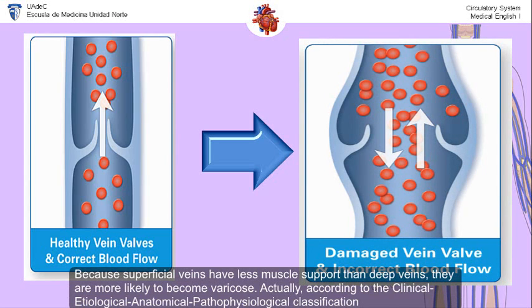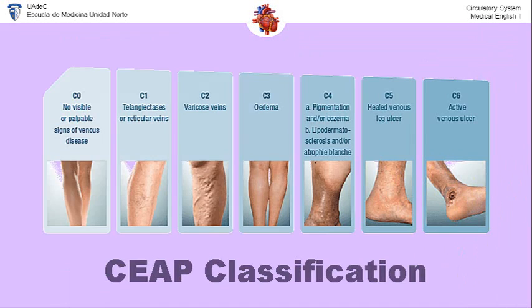Actually, according to the clinical, etiological, anatomical, pathophysiological classification, C0 means no visible or palpable signs of venous disease. C1 means telangiectasia or reticular veins. C3 means edema. C4 means pigmentation or eczema. C4b means lipodermatosclerosis or atrophie blanche. C5 means healed venous ulcer, and C6 means active venous ulcer.